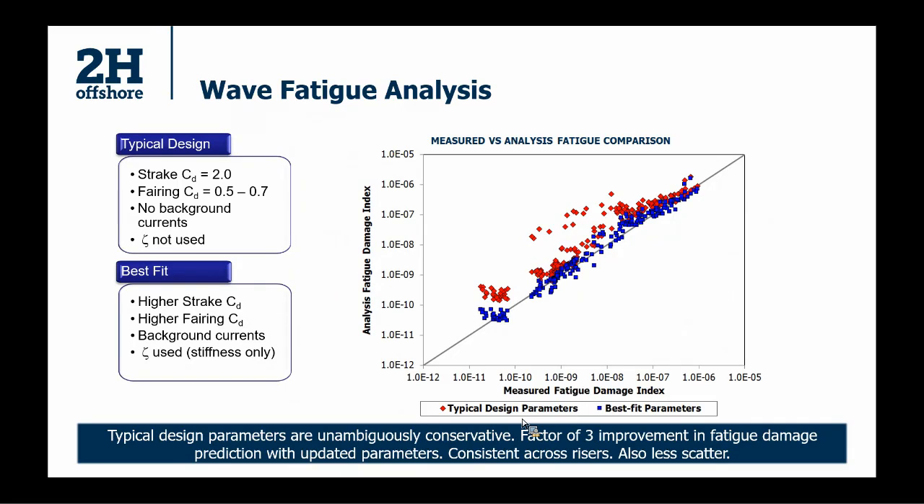So what we have proved in this JIP is that typical design parameters are unambiguously conservative. There's no doubt about that. And there is a factor of 3 improvement when we go from the red data points to the blue data points. And there is less scatter as well. And I will again remind you that this is for all risers. This is consistent. So let's say we know that the design parameters are on an average factor of 3 conservative, you have a factor of 10 safety factor, so you're being 30 times conservative, just to put in perspective. And we came up with a set of recommended parameters for the participants to use from this JIP.